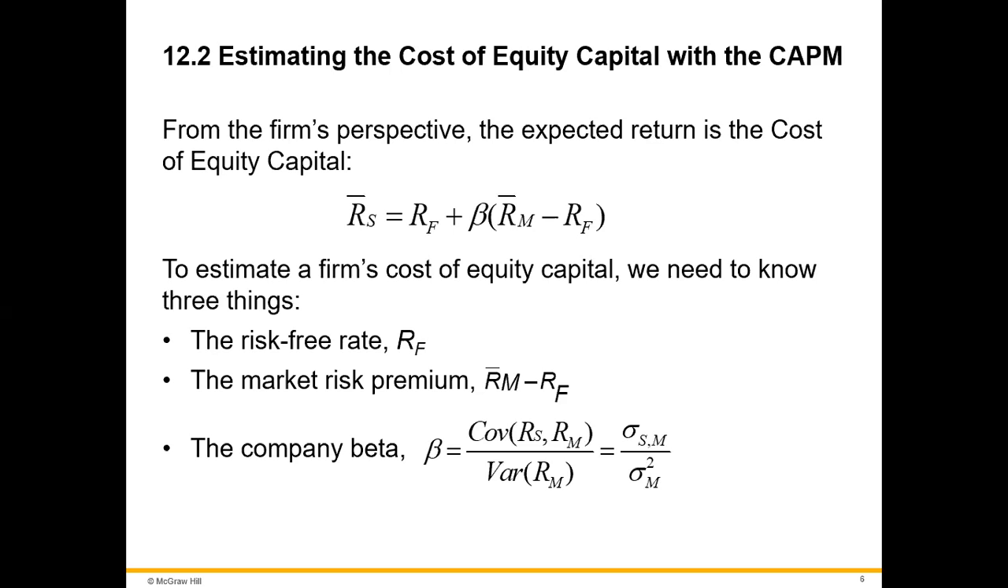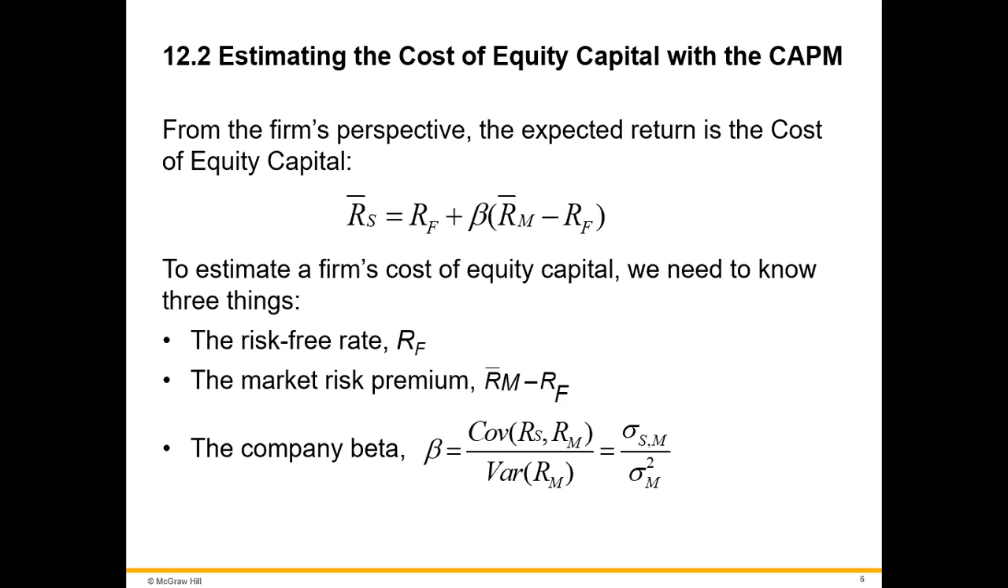So just so we know up front, we use some terms synonymously: required return, cost of capital, discount rate. They all mean the same thing. So it's the rate we're going to use for the project.